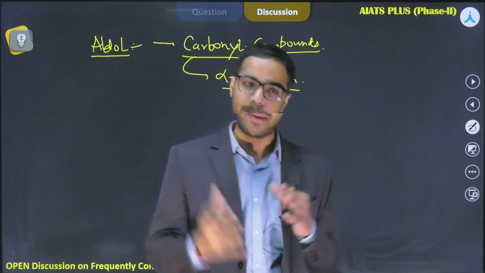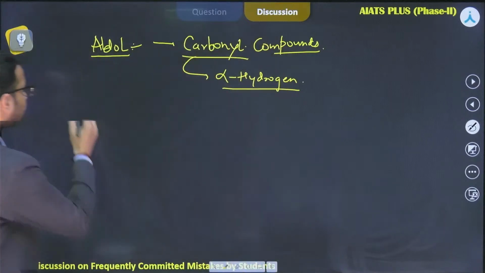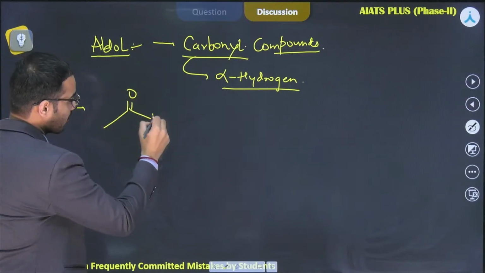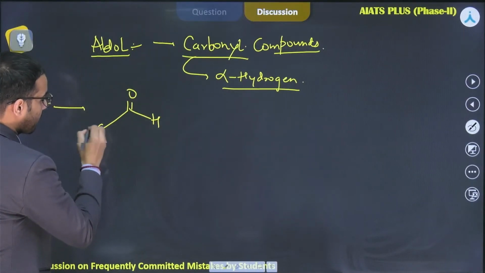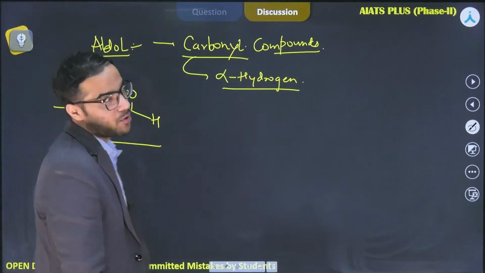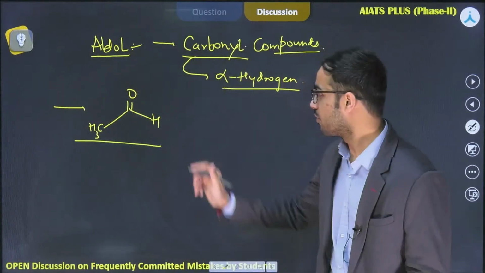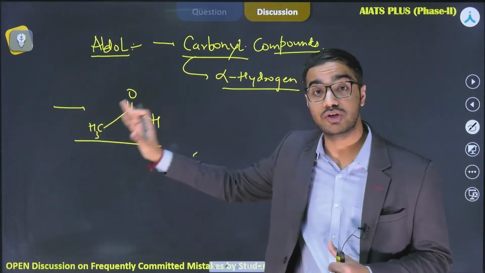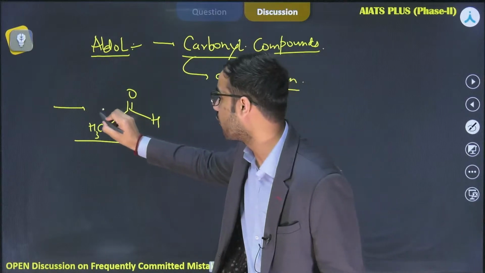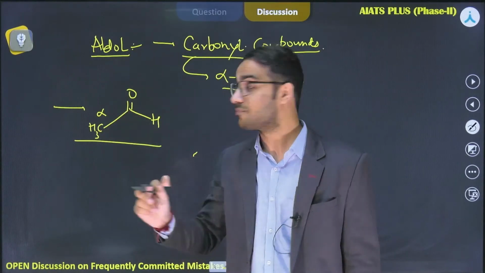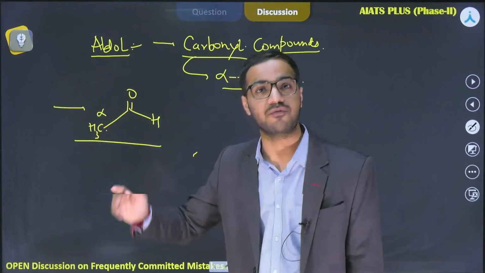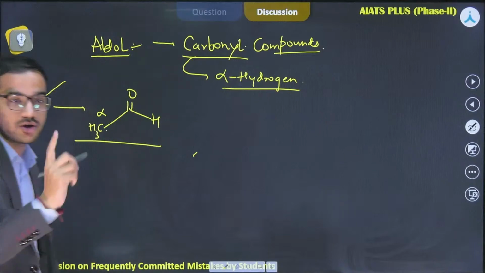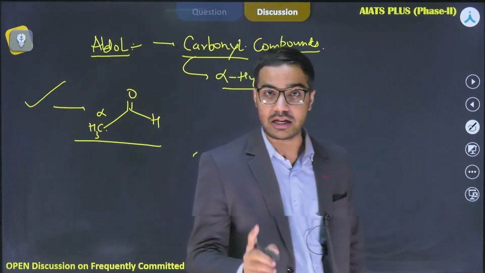So let us get into the detail of this portion. Let us say we are having CH3, this is a molecule. This is the functional group, and the carbon atom which is attached to the functional group is the alpha carbon, and we can clearly say that this alpha position is having a hydrogen atom. It means this can show aldol reaction.